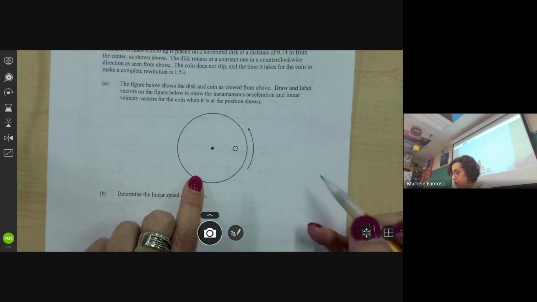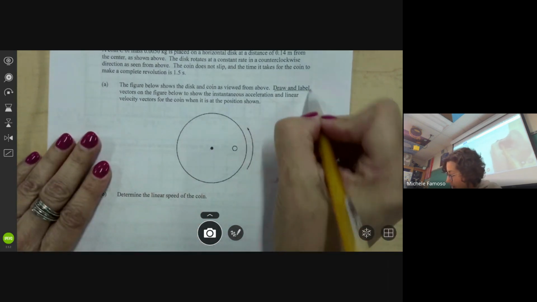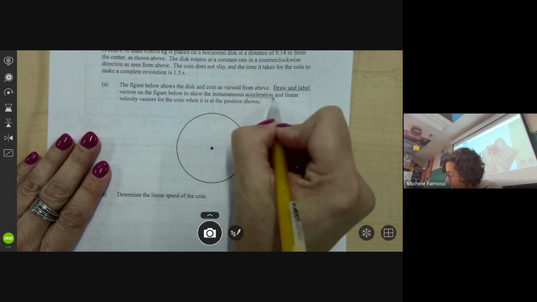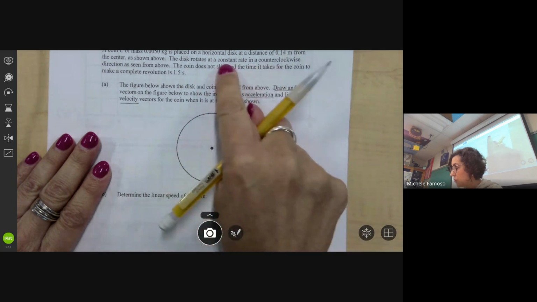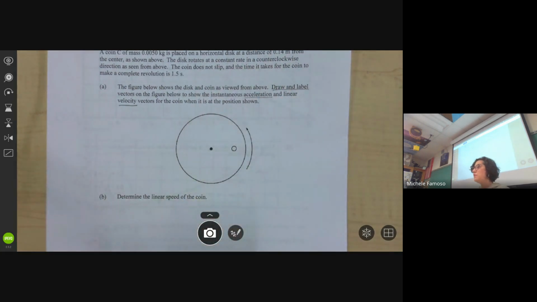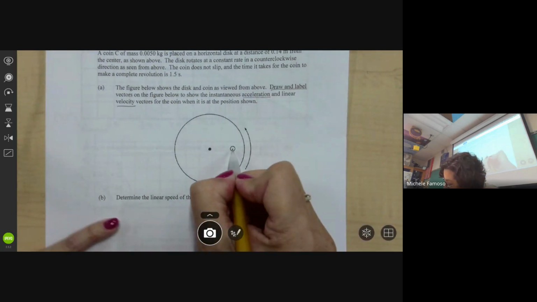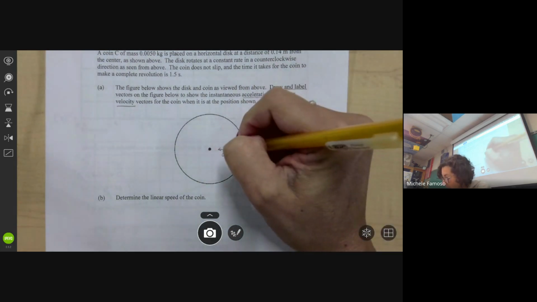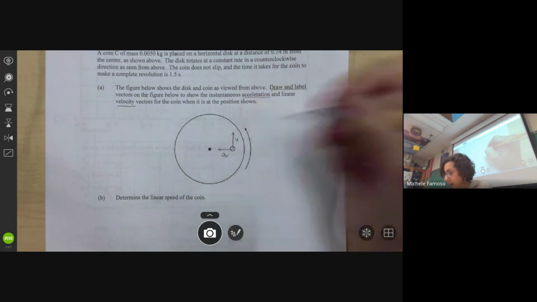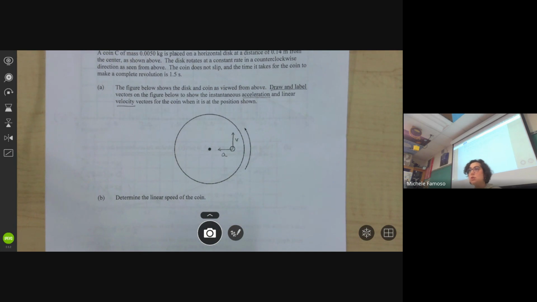First thing I want you to do, it says, draw and label the vectors for the acceleration and the velocity here. And they tell you it's rotating at a constant rate. So this is uniform circular motion. We should remember that the acceleration of something in a circle is towards the center, and the velocity is always tangent to the path. 1 point each.